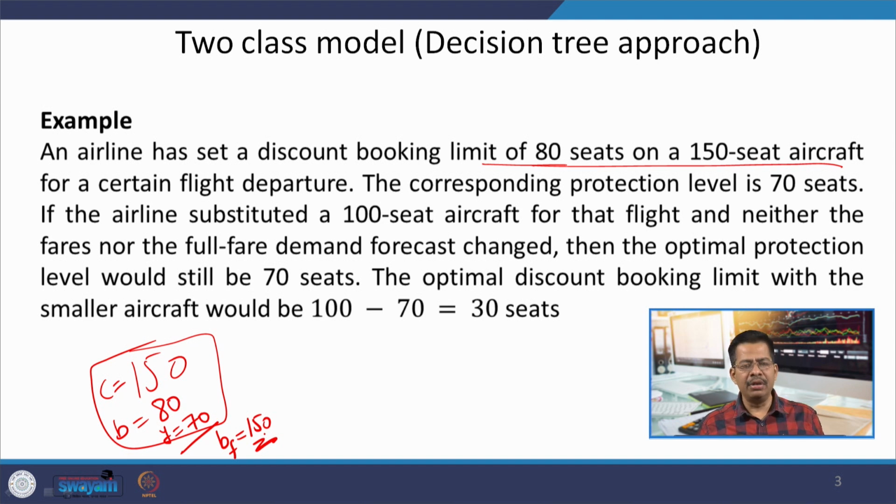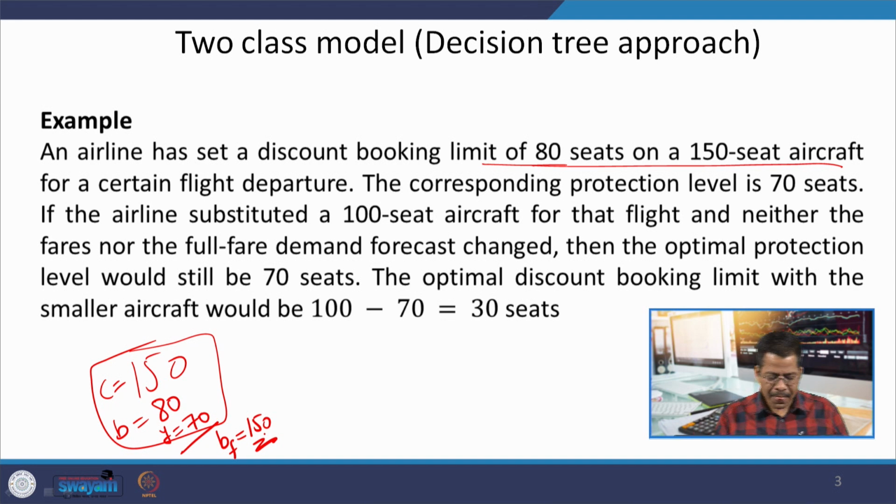By this time I hope we are all very much aware of the meaning of protection level. That means 70 seats are exclusively reserved for full fare. You can book more than 70 seats for full fare also. If demand is coming, let us say for 90 seats for full fare, you can book 90 seats, or even 150 seats for full fare. All the seats which are available up to that class will always be available for a higher class. But if a booking request for 90 seats comes for the lower fare class, that cannot be executed.